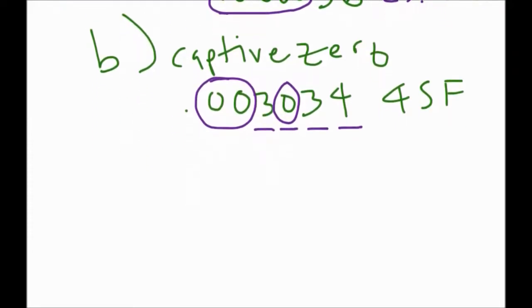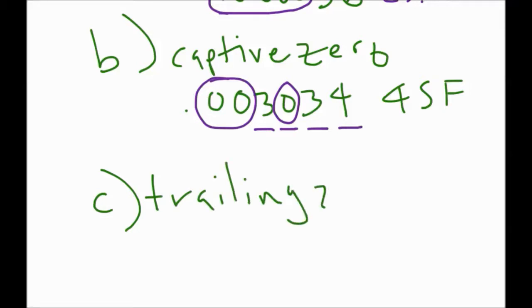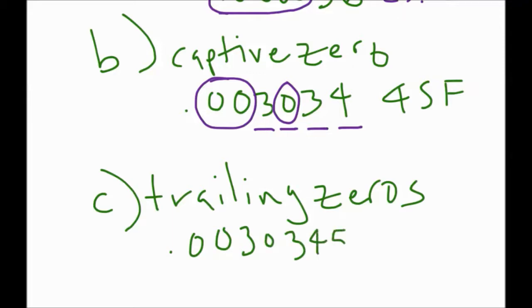The third and last type of zero that I want to look at is called a trailing zero. This is the most complex of the zeros. Trailing zeros are significant if there's a decimal in the number. Trailing zeros are just zeros that come after non-zero numbers. So if there's a decimal in the number that you can physically see, then those zeros are significant. So let me give you an example here. 0.0030345500.